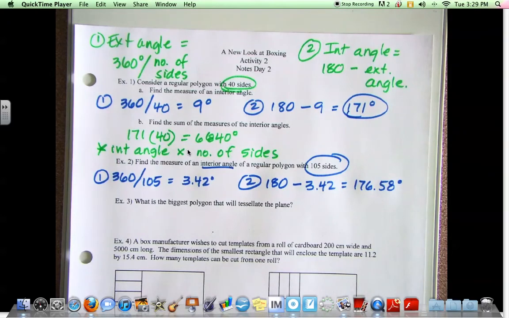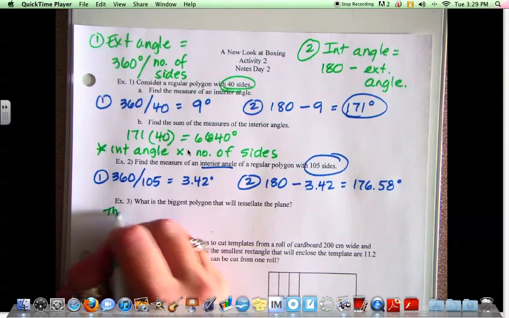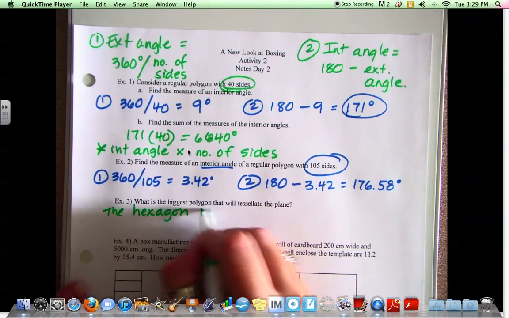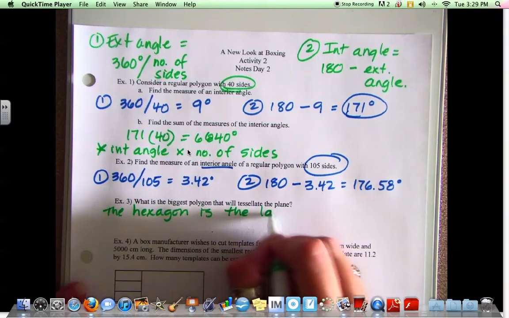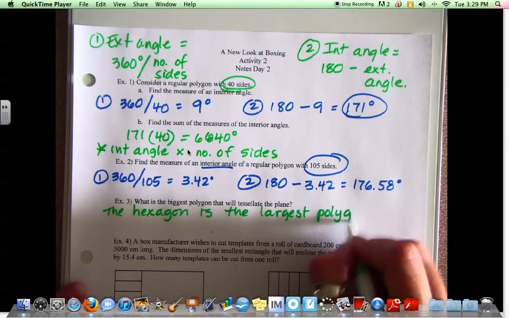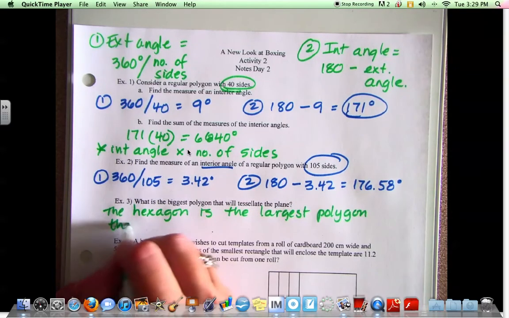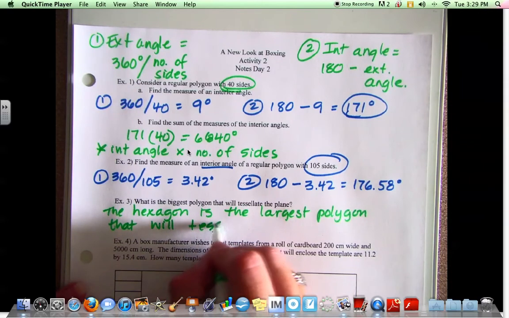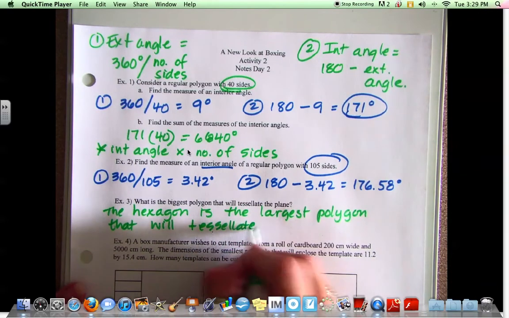Example 3, what is the biggest polygon that will tessellate the plane? When we looked at all the shapes that would tessellate yesterday, you should have seen that the hexagon is the largest polygon that will tessellate the plane.